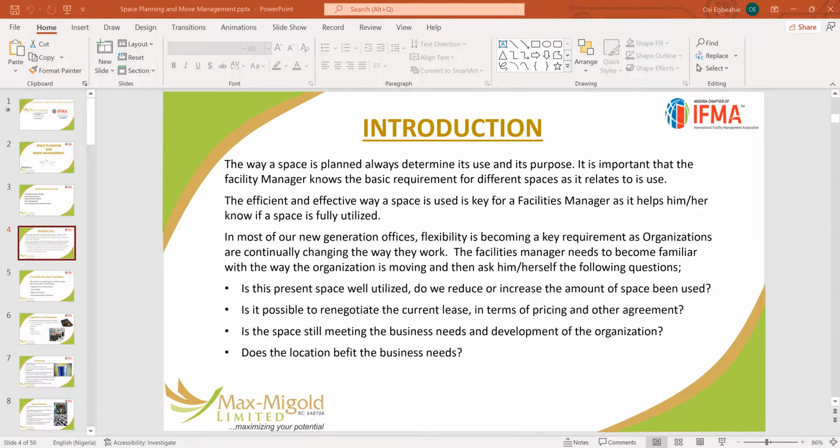However, you as a facility manager are expected to know the spaces you manage. You're expected to know, one, the way the space is configured, two, also the use and the purpose for that space. Knowing this will help you as a facility manager to be able to manage the space effectively and know exactly what to look out for in this.